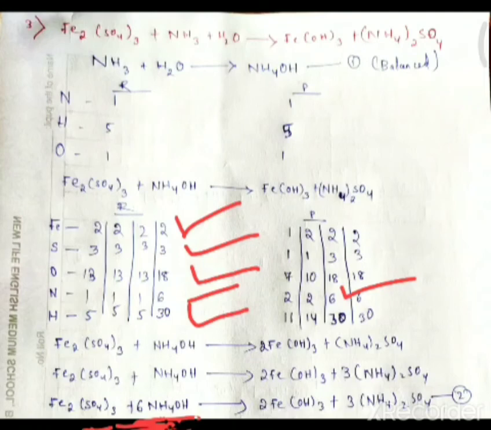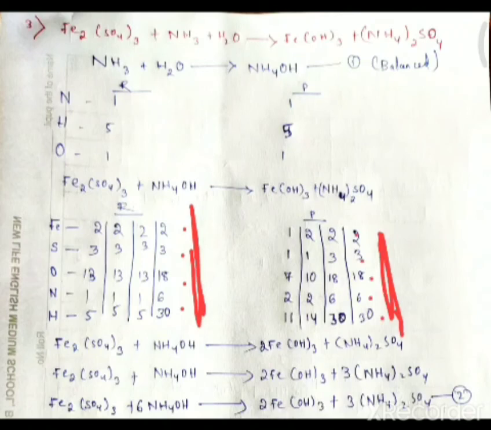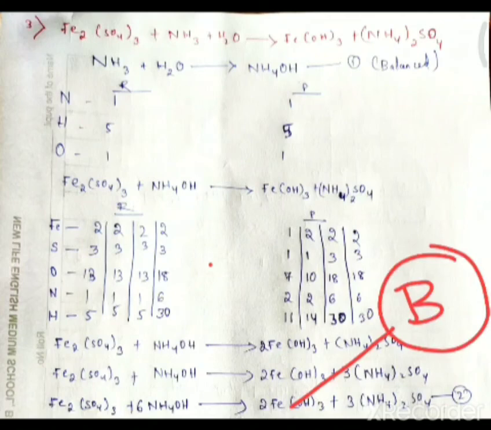Total 30. So here you can see that the atoms of the elements now become equal to each other. You can see 2, 3, 18, 6, 30 and 2, 3, 18, 6, 30. So as they are equal on both sides, now we got the balanced equation, okay. So this is your final balanced equation, okay.